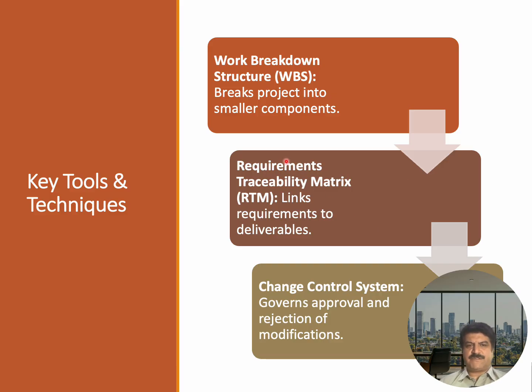So the key tools and techniques which are required for the project scope management include the work breakdown structure. Already I discussed it, that work breakdown structure means to break the project into smaller components. Then another tool we need is the requirements traceability matrix. It means how to link the requirements to deliverables. Then we also need the change control system. It means to govern the approval and rejection of modifications, because most of the time we see frequent modifications and changes from the client, so we have to control them. So these are the tools and techniques that are required during project scope management.